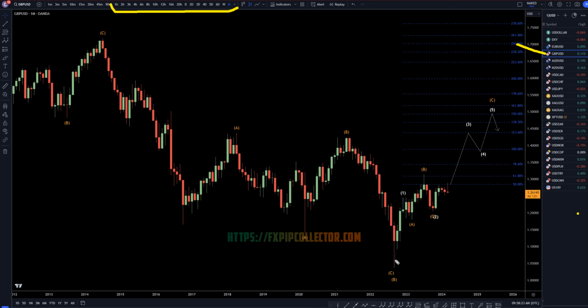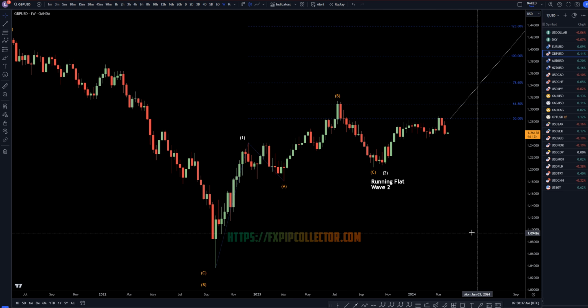So on the pound dollar, I still think on the monthly that this is going to keep on trending up on the very high time frames. I still think the monthly is eventually going to go up and take out these highs and end up looking something like this. Now this is the monthly, so it's going to take a very long time for that to play out.